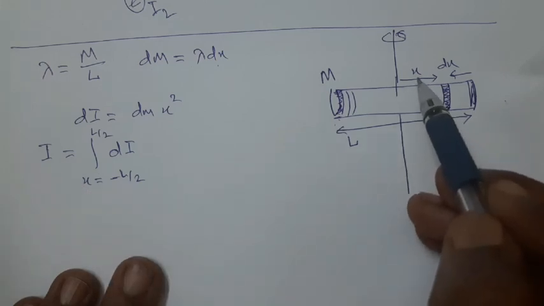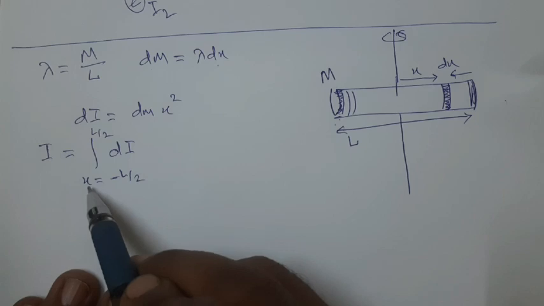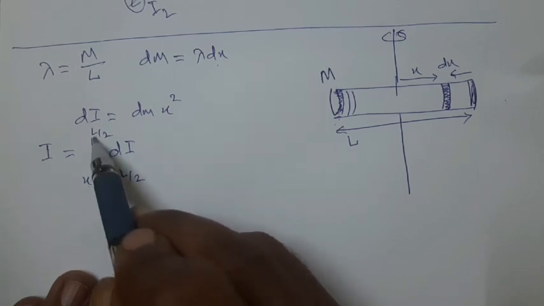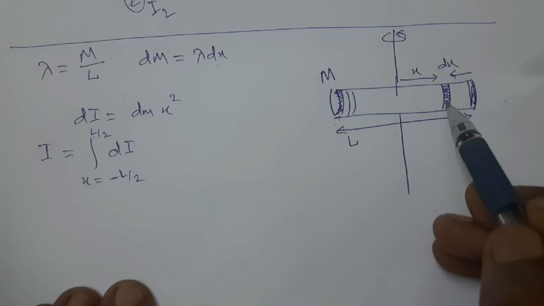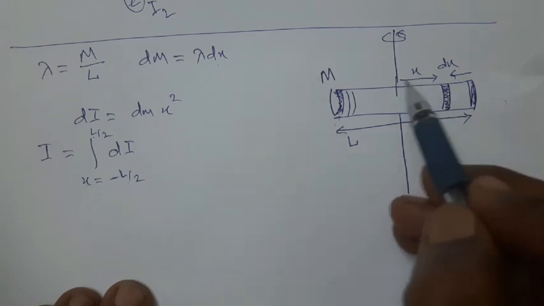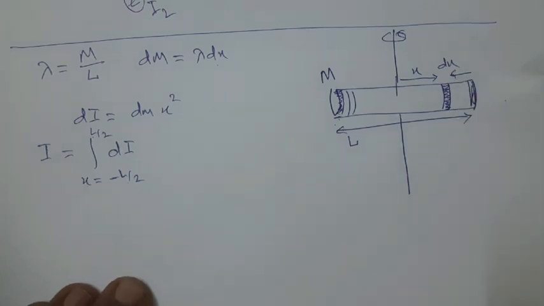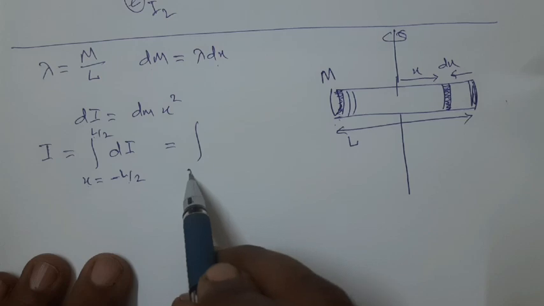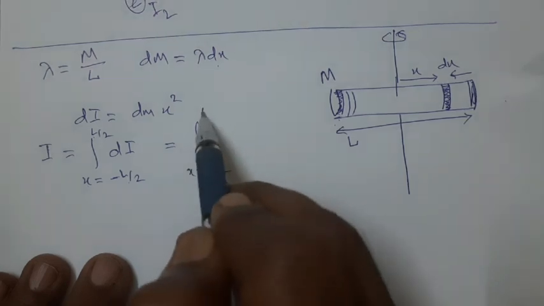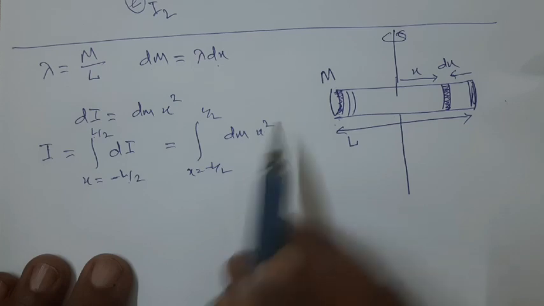Which term is changing? X is changing from minus L by 2 to L by 2, and therefore integration over x from minus L by 2 to L by 2 of what? Of dI, that is the moment of inertia of one such element which is at a distance x, that is variable, and whose width is dx. Now I will substitute. This is nothing but integration over x from minus L by 2 to L by 2 of dm into x square.